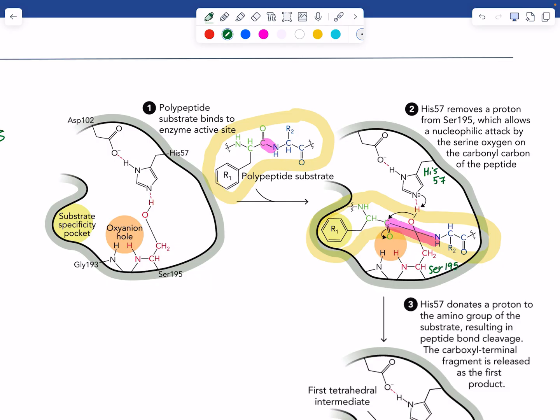Okay. So you'll notice that we get our histidine, which started out in its neutral state, is going to actually deprotonate the serine, okay? So the serine hydroxyl is going to lose a proton to the histidine, okay? So we've got the serine 195 acts as a general acid. Histidine 57 acts as a general base.